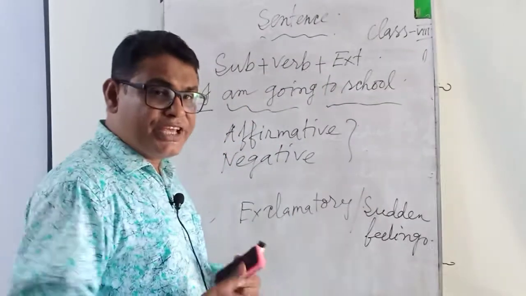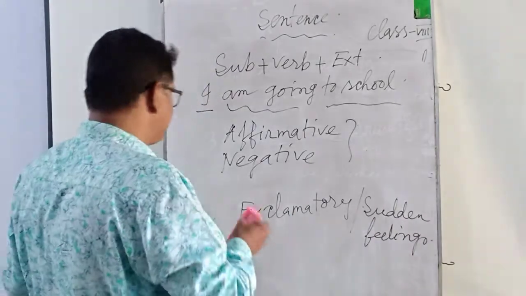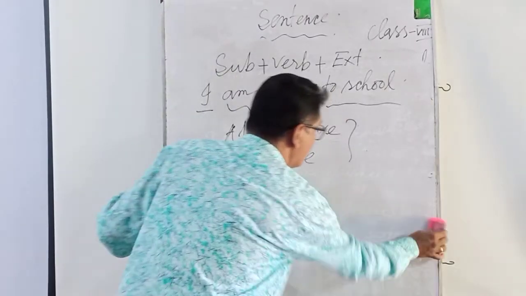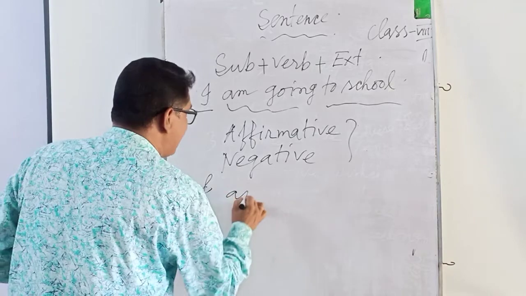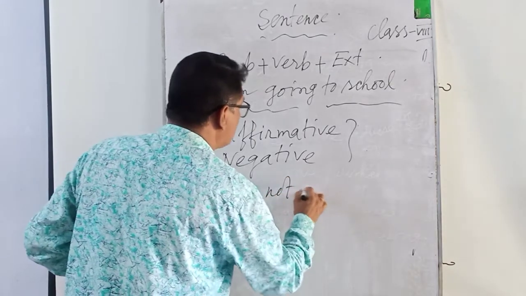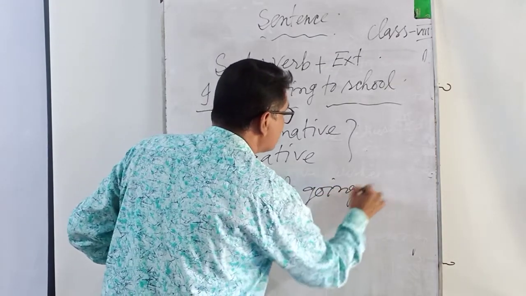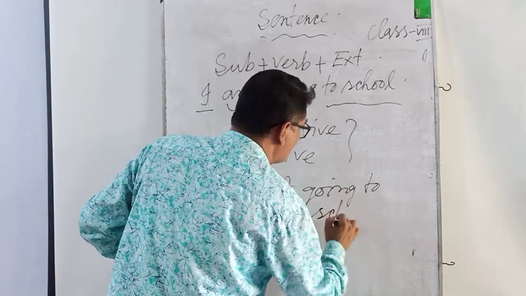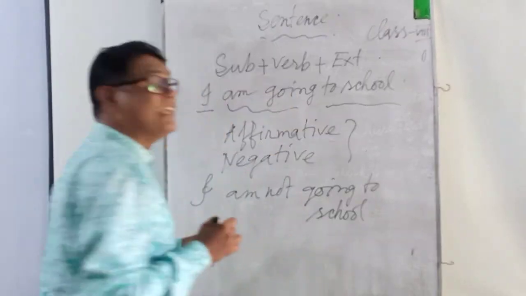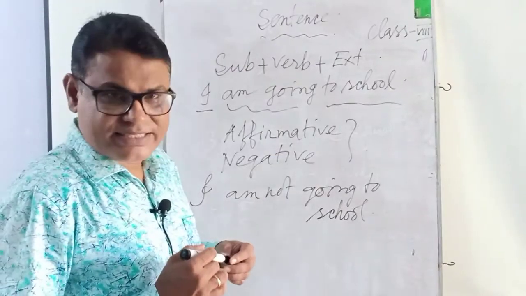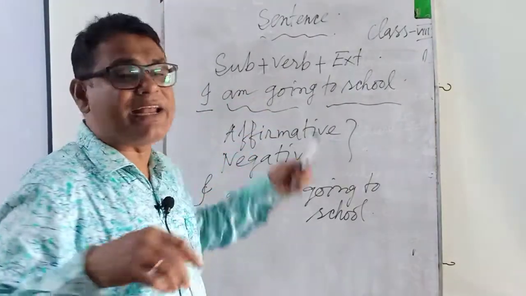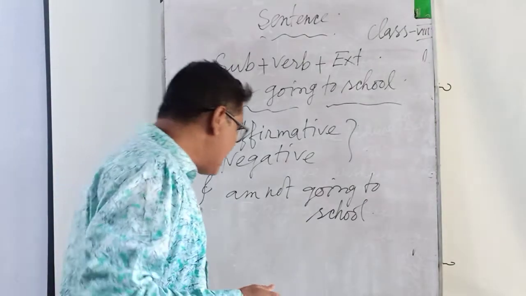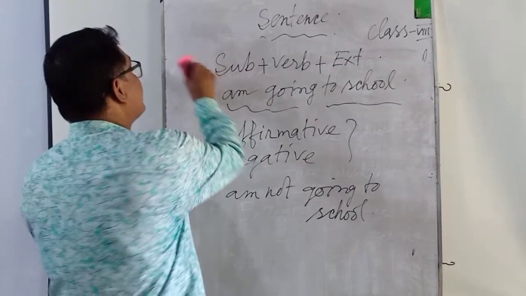I am giving you here a negative statement. Look at this. I am not going to school. This is a negative sentence. Understand? So assertive sentences are of 2 kinds. One is affirmative, another is negative. Now come to the interrogative sentence.